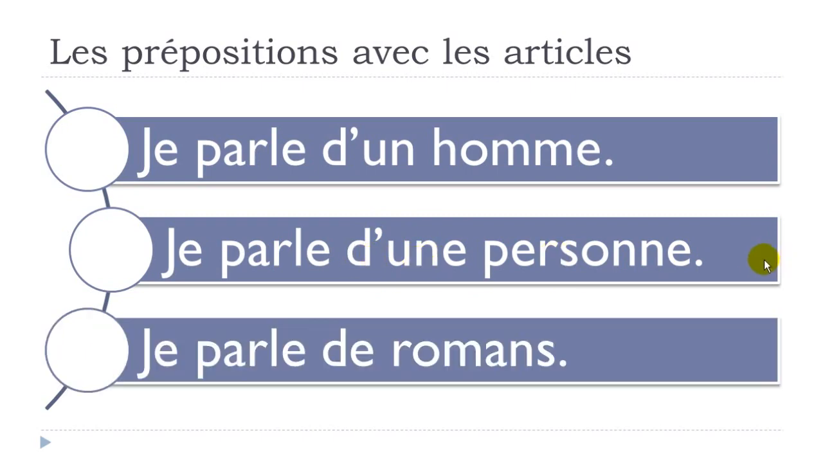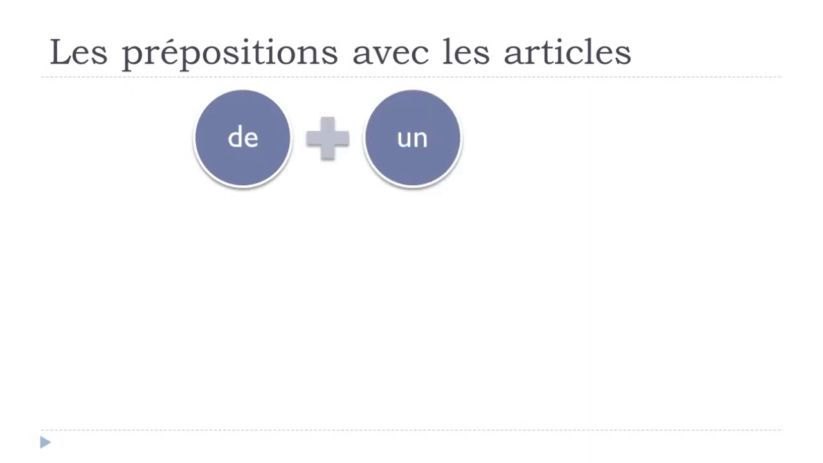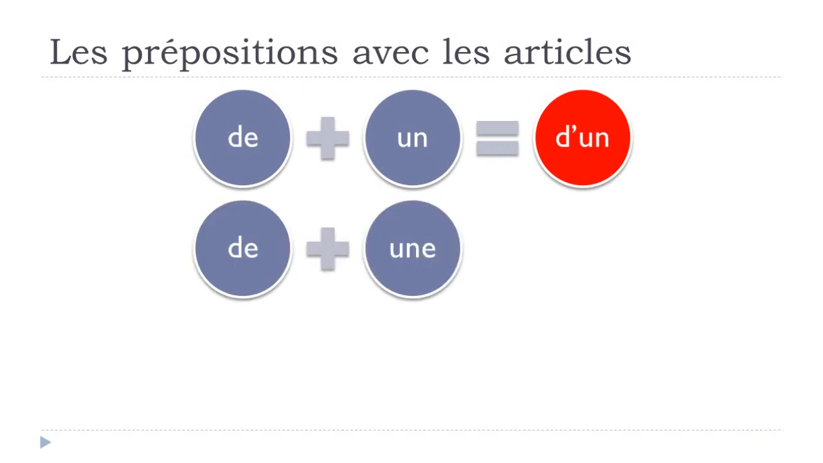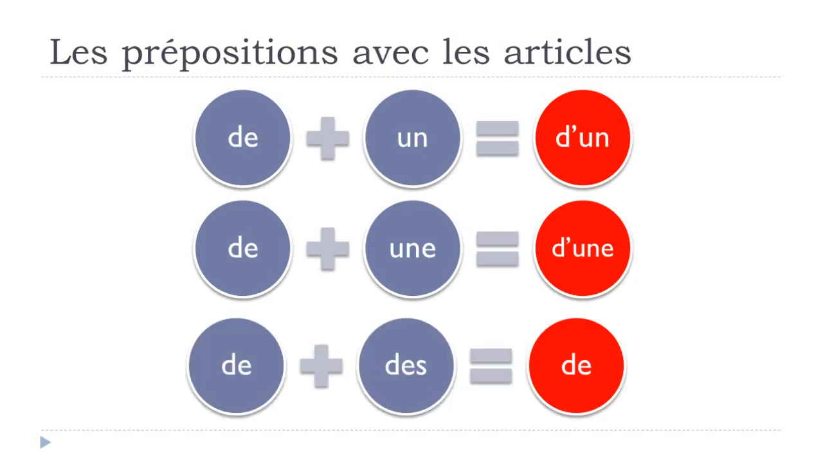The tricky thing is when you want to combine de and des, just because we think that it would sound strange to have de des romans. So the thing that will disappear will be the article, and that's the reason why we get je parle de romans. In that case des will be taken away. Remember, de plus un will become d'un, de plus une will become d'une, de plus des will become de.